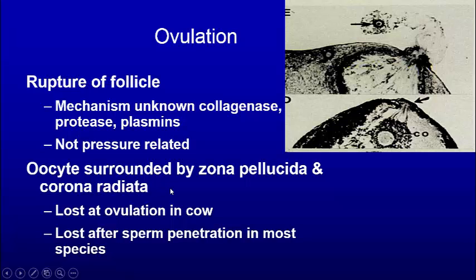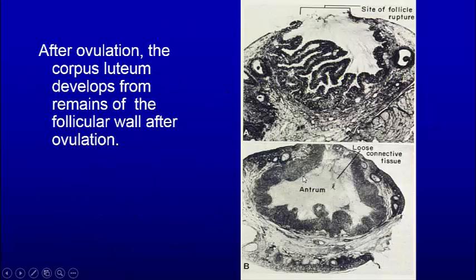Oocytes are surrounded by zona pellucida and corona radiata, and that's what's released. Lost at ovulation in the cow, so these cells are lost after sperm penetration in most species. The corona radiata cells that surround it are ovulated with it. They're lost in the cow, but in other species you lose those cells after sperm penetration.